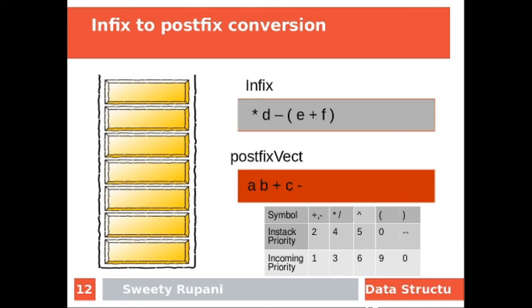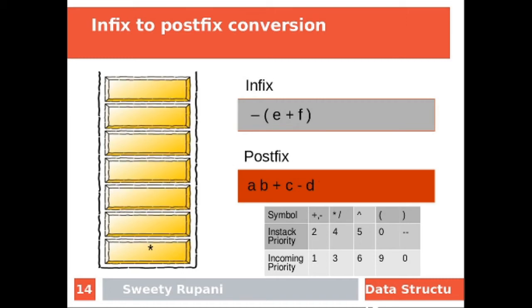The next symbol that I come across is star. Just because the stack is empty, we can push this star onto the stack. So we'll be pushing this star, followed by the next symbol which is D. It's an operand, so we will move it to the postfix vector. Followed by the next symbol which is minus.